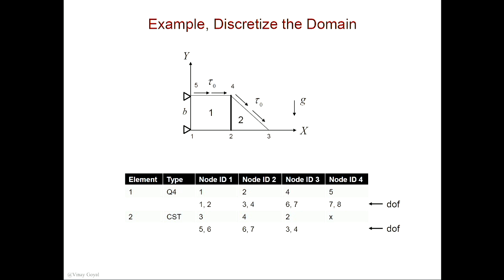So for element 1, I'm going to use a Q4, and I'm going to use nodes 1, 2, 4, 5. That will be the way I'm going to number them, the IDs 1, 2, 3, and 4. For the second element, I'm going to use a constant strain triangle, also known as Tri3, or in Abaqus it will be CPS3 or CPE3.